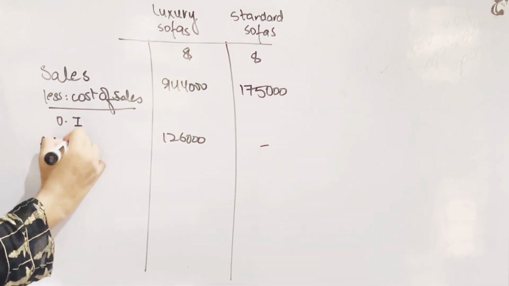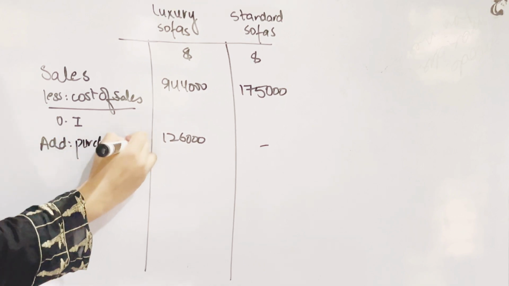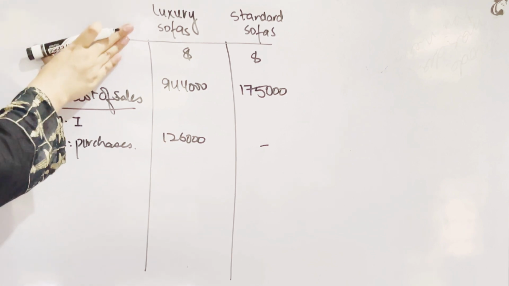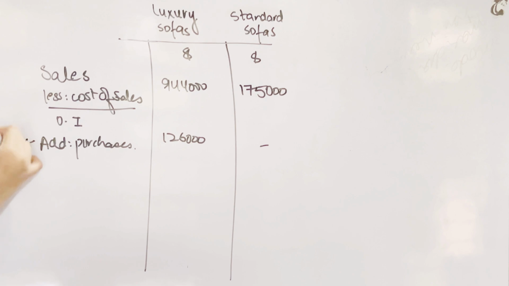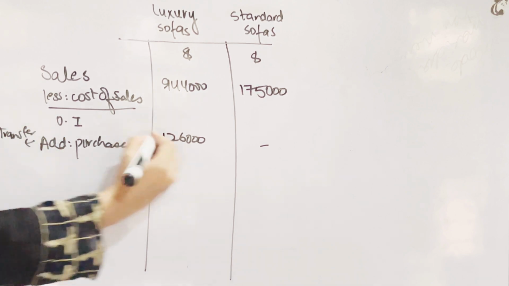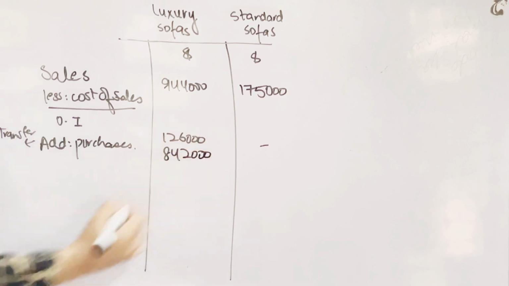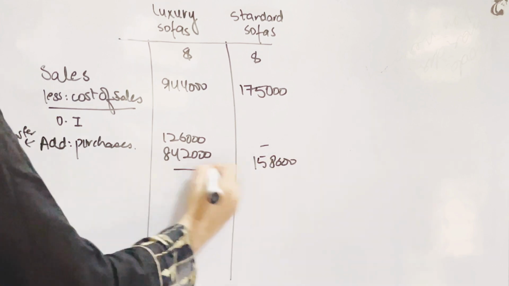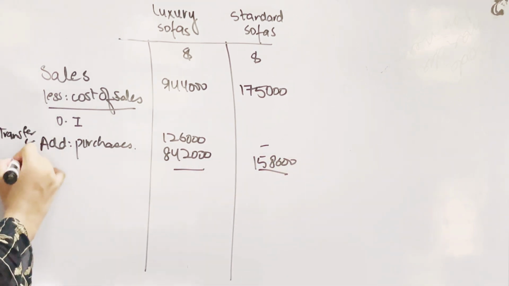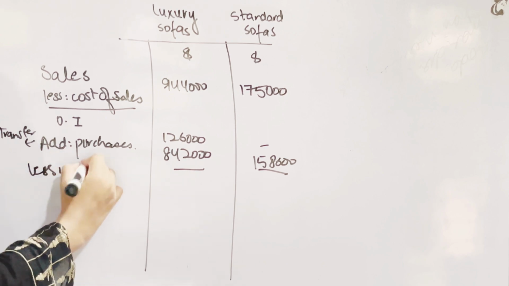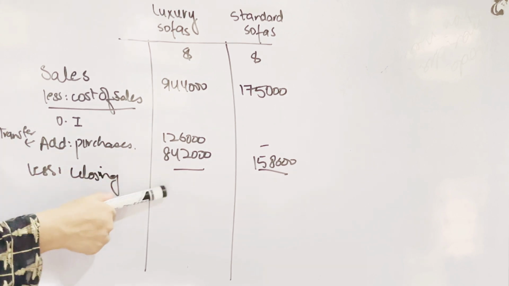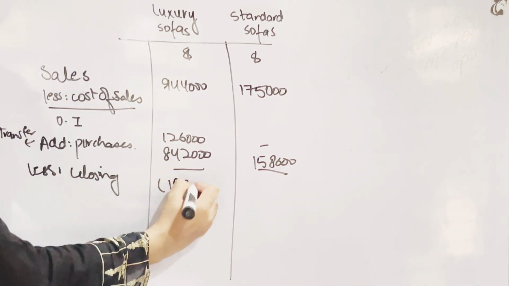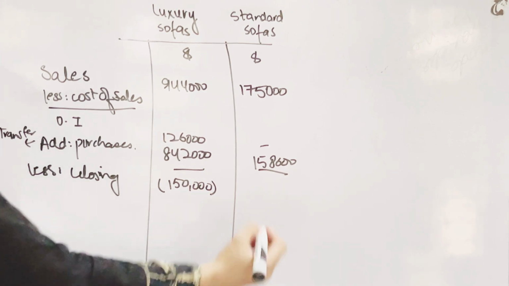We're going to add purchases. For this, we will record purchases, which is the transfer value of goods, because luxury sofas are what we manufacture. Hence, purchases will be the transfer value which we calculated in the manufacturing account as 842,000. And purchases for standard sofas is given as 158,600. Going to add both and you're going to subtract the closing inventory. Again, for closing inventory, we have been given it at finished price, because in the income statement we recorded at the finished price value 150,000, and for this we have been given as 16,000.